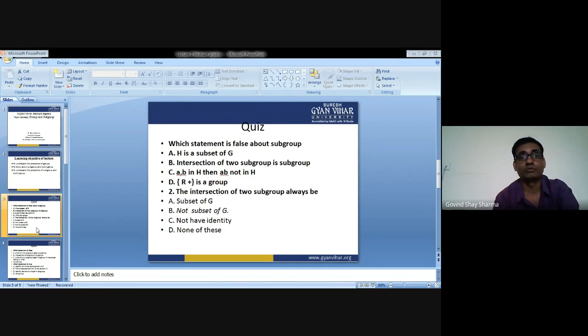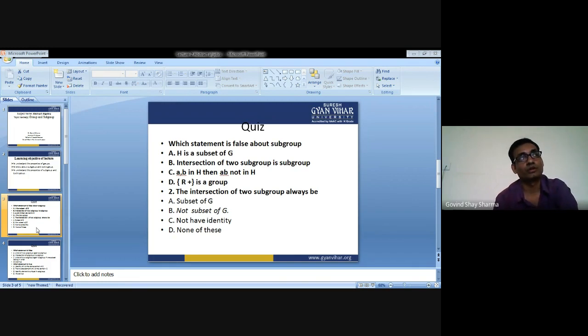Which statement is false about subgroup? H is a subset of G. We have to choose the false statement. Intersection of two subgroups is a subgroup. If A and B are two elements in H, then AB not in H. And R plus is a group. See, first we say H is a subset of G. Definitely H is a subset of G. Then we will show that it is a subgroup. Intersection of two subgroups is always a subgroup.